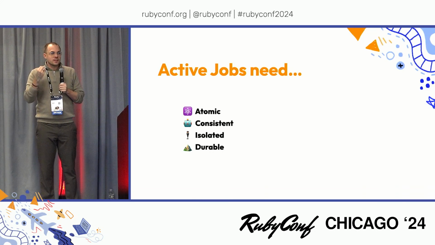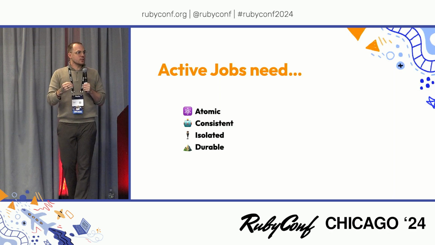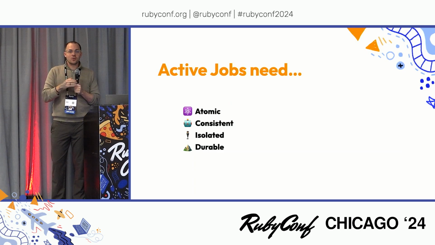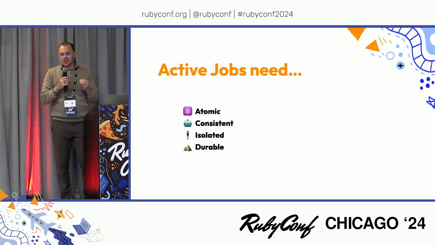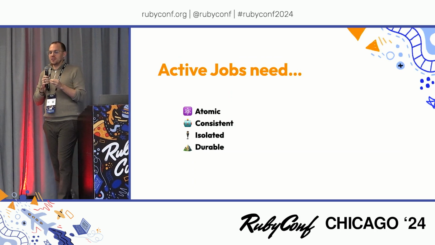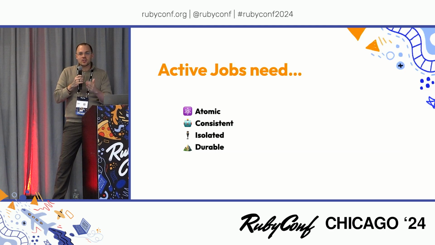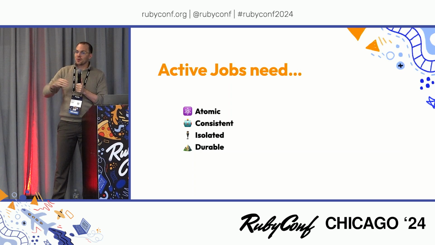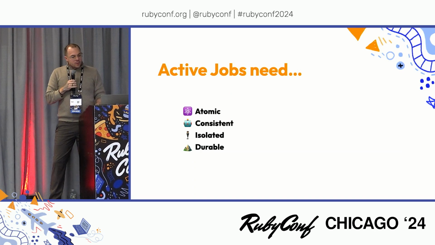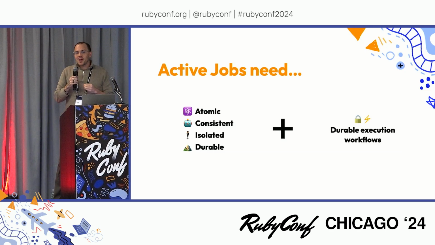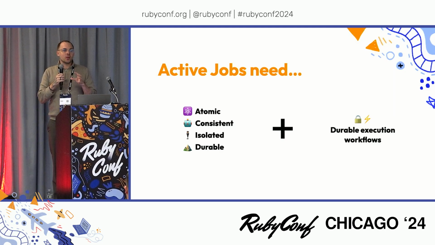I think it's definitionally true that every single business that has any background jobs has at least one business critical background job that must be reliable and resilient, which is to say it must be acidic. It needs to have atomic operations. The data state needs to be consistent in where it ends up. The operations have to be isolated, and of course those side effects have to be durable. And in working in this space for many years, I have come to the belief that the best mental model to help you get to that place is durable execution workflows.